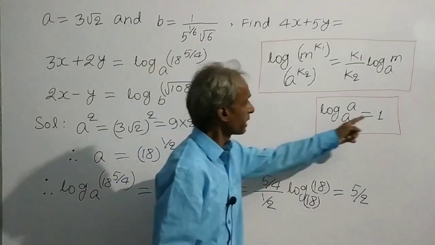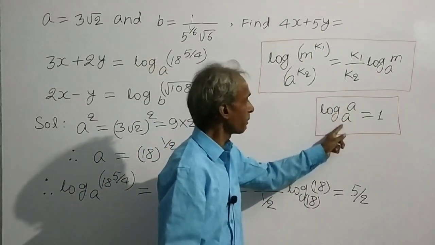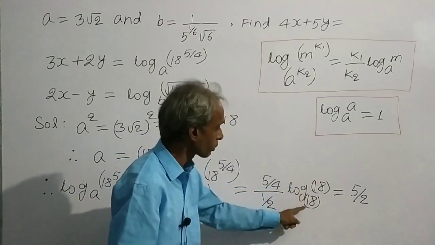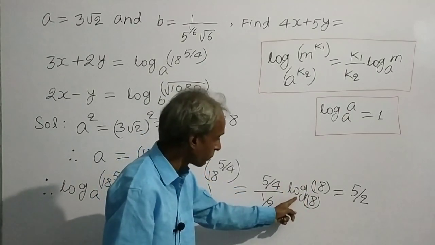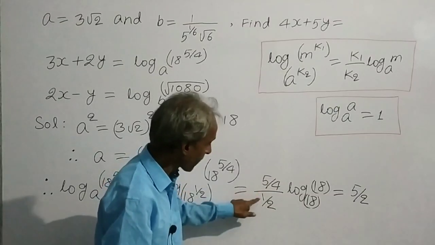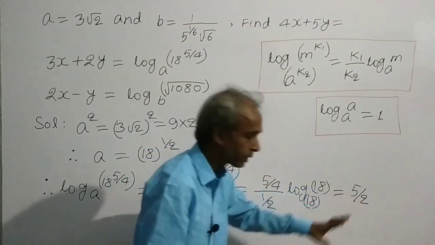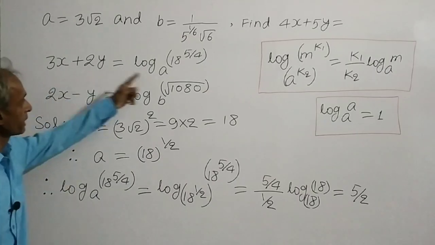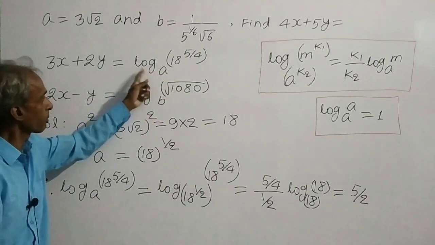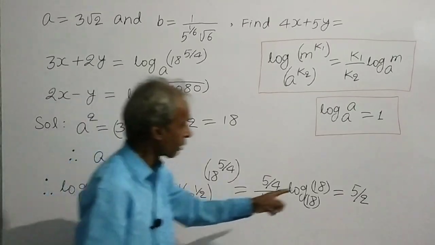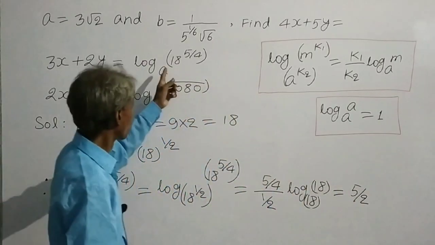Now we apply this formula. Log a to the base a is equal to 1. Therefore, log 18 to the base 18 will be equal to 1. And value of 5 by 4 by 1 by 2 will be equal to 5 by 2. Therefore, now in this equation, in place of this logarithm, we will write now 5 by 2 here.